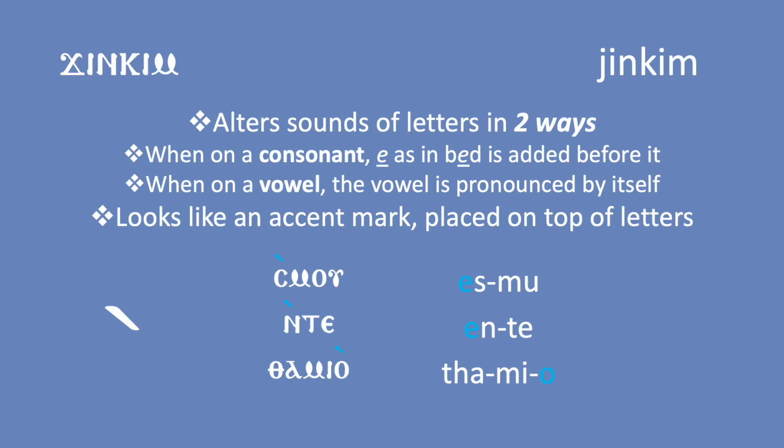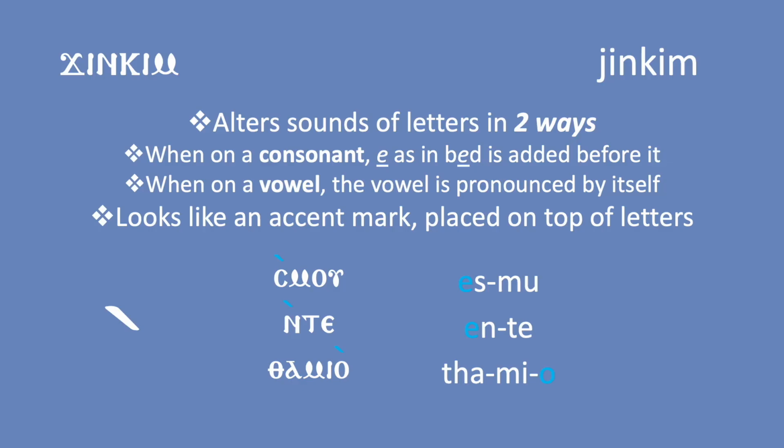So here we have the Jinkim. The Jinkim is not a letter, but it alters the sounds of letters in two different ways. When it's on a consonant, you add an e as in bed before it. And when it's on a vowel, the vowel is pronounced by itself. It looks like an accent mark, which is present in some other languages, and it's placed on top of letters. So let's look at the examples here.